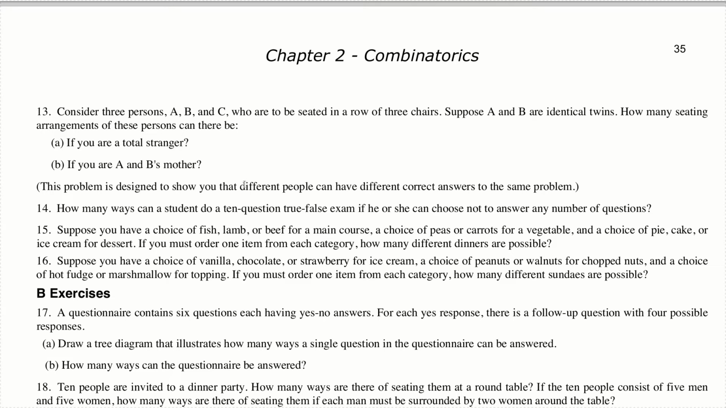So break the task of choosing your dinner into 3 subtasks. Choose your main course, your vegetable, and your dessert. And the number of ways to do the main dinner is 3, number of ways to do the vegetable is 2, dessert is 3. Multiply those out, that's 18.